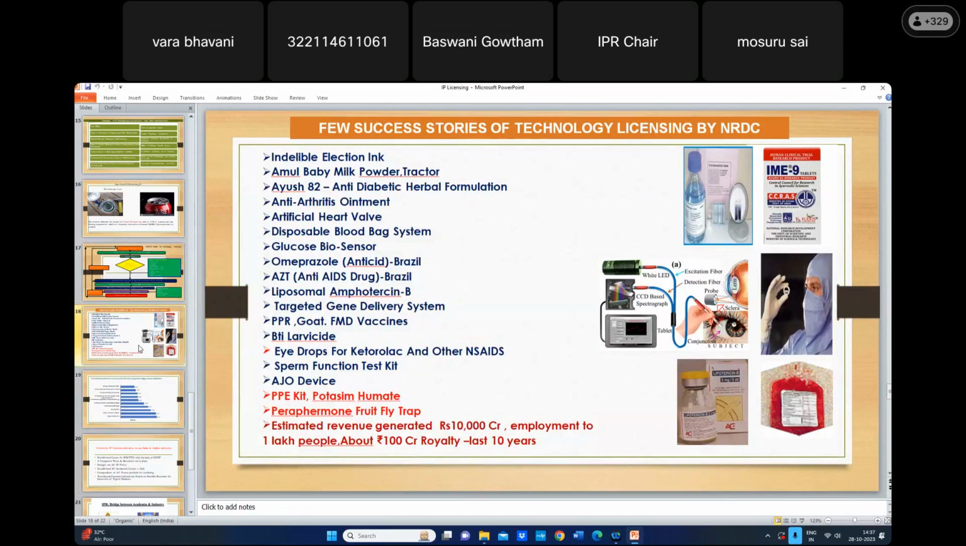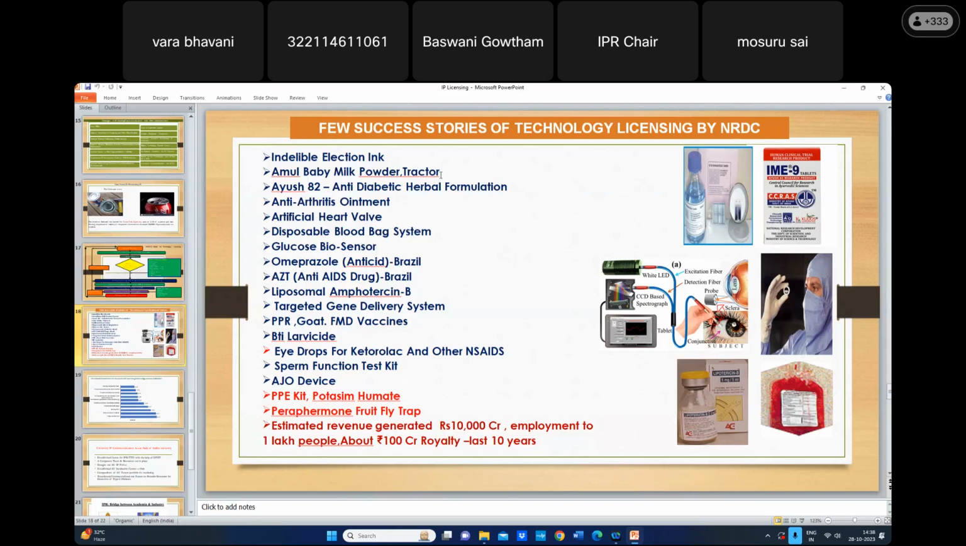And as I told you, NRDC has licensed more than 5,000 technologies. Some of these technologies, like indelible ink: when you go to elections, they put the ink on our finger to identify that you already voted, so you cannot vote again for the next 3 to 4 years. Such an ink was developed by one of the CSIR labs, National Physical Laboratory, NPL Delhi, and that technology was licensed by NRDC to one company in Mysore. That company, even till today, is manufacturing, selling and exporting this ink to many countries, also making huge money. Amul baby milk powder is another big technology licensed to NDDB by NRDC.